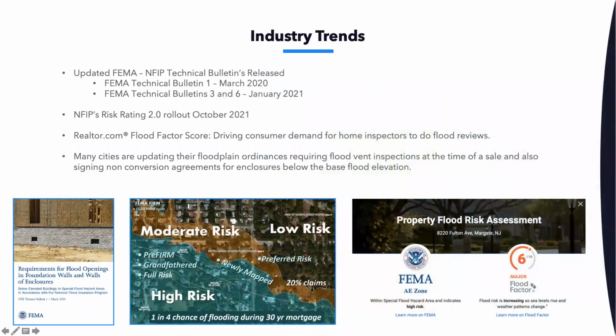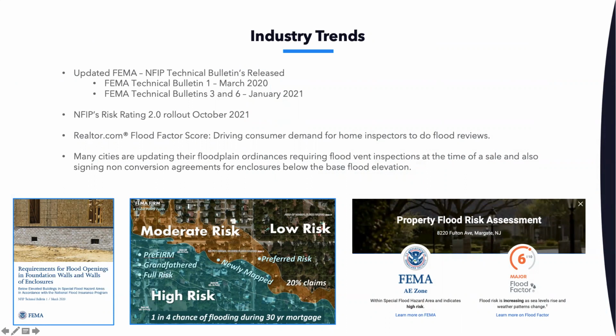Now, there's a couple of industry trends. These are things that have happened just over the course of the last 2 years. So FEMA has updated technical bulletins 1, 3, and 6. All of these have happened since March of 2020. And as we know, March of 2020 was right when the pandemic was hitting us. So technical bulletins 1, 3, and 6 are relatively new.